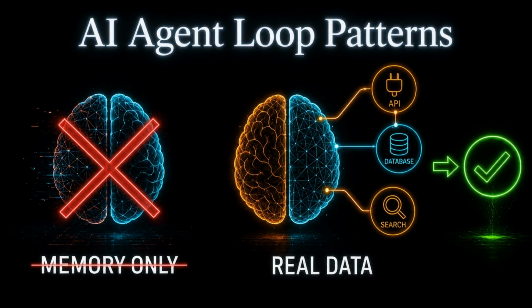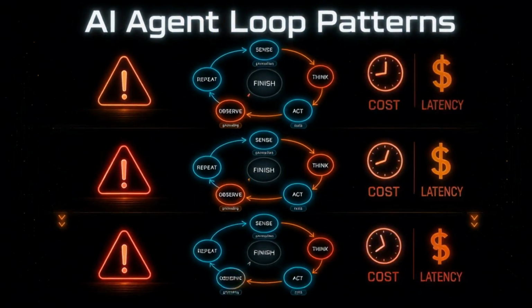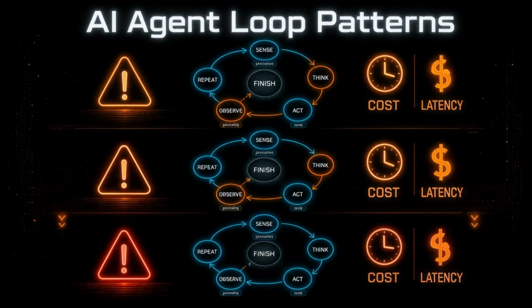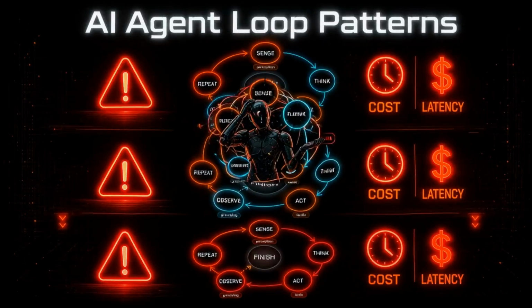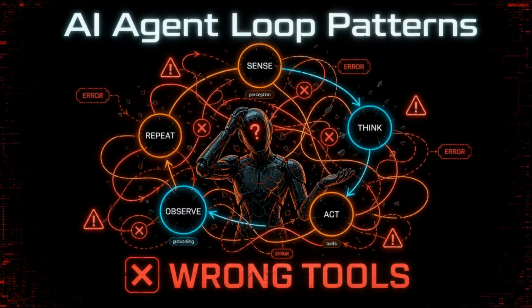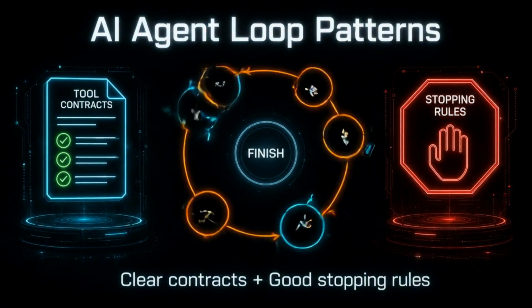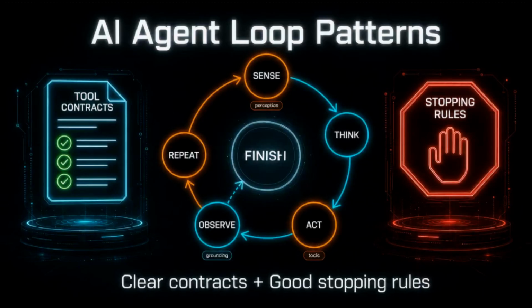The downside is cost and latency. Every extra loop means more model calls, more tool calls, and more time. If the prompt is unclear or the tools are badly designed, the agent can also get stuck calling the wrong tools again and again. So ReAct is the simplest useful pattern, but it needs clear tool contracts and good stopping rules.